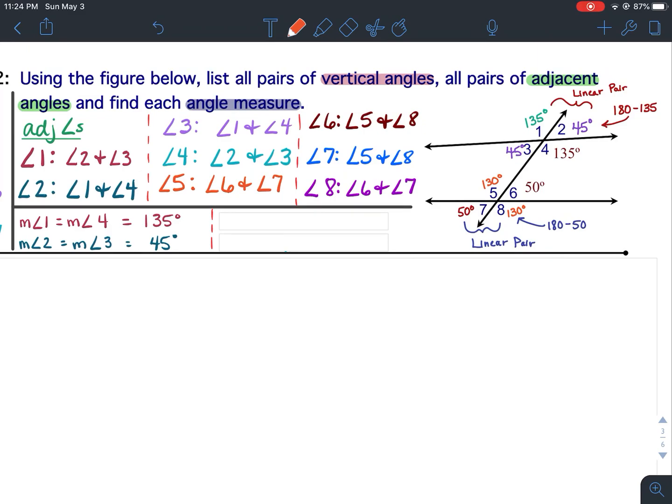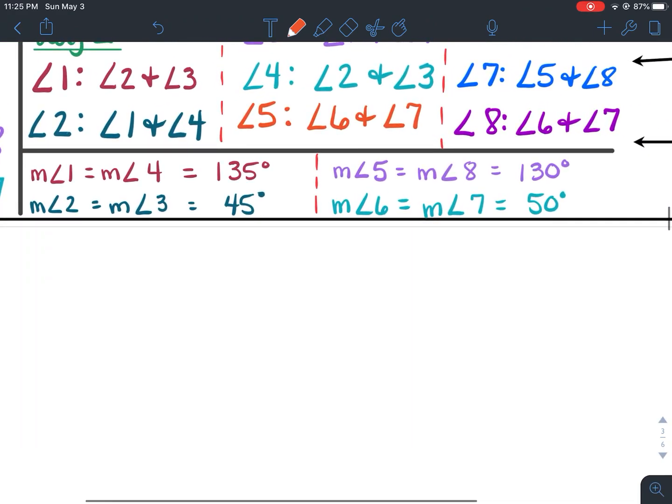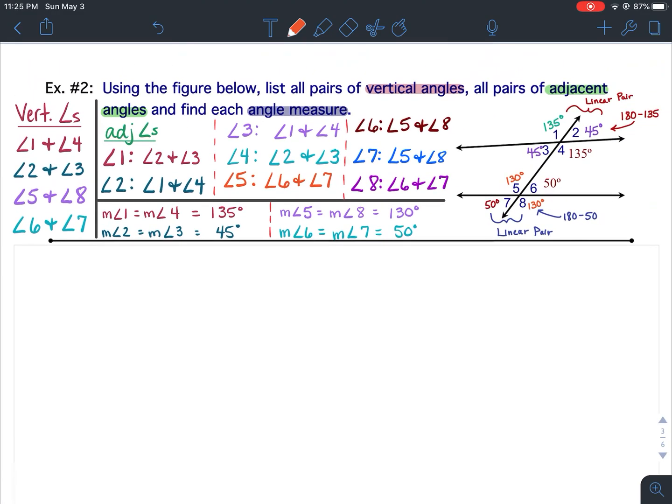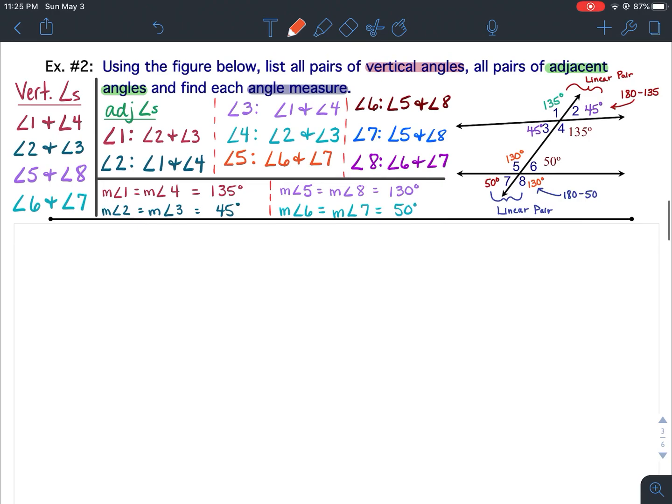5 and 8 both equal 130. So the measure of angle 5 equals the measure of angle 8, which equals 130 degrees. And then 6 and 7 both equal 50, so the measure of angle 6 equals the measure of angle 7, which equals 50 degrees. Go ahead, pause your video, and get that written down. Okay, I know that was a lot of writing, but if you have any questions on example number 2, please let me know.